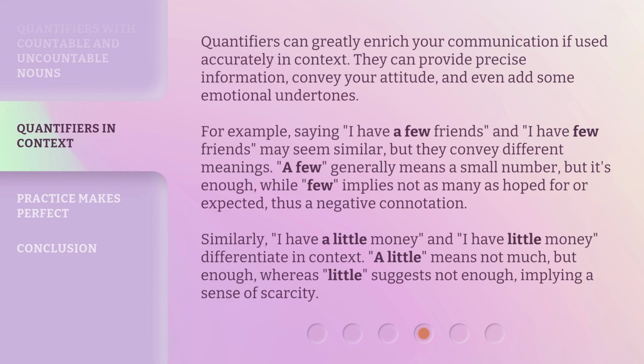Quantifiers can greatly enrich your communication if used accurately in context. They can provide precise information, convey your attitude, and even add some emotional undertones. For example, saying, I have a few friends, and I have few friends, may seem similar, but they convey different meanings. A few generally means a small number, but it's enough, while few implies not as many as hoped for or expected, thus a negative connotation.